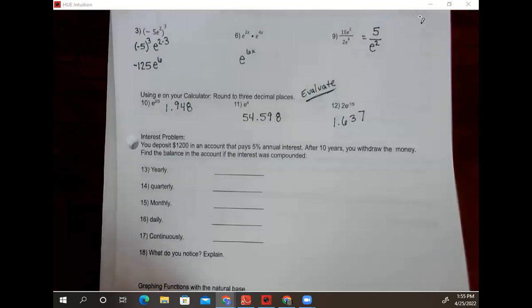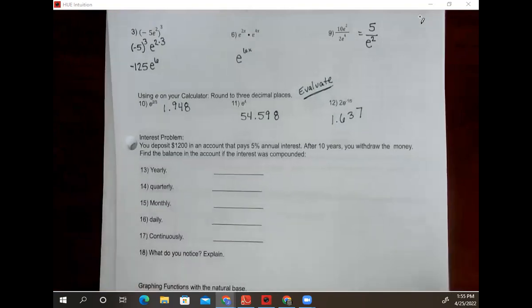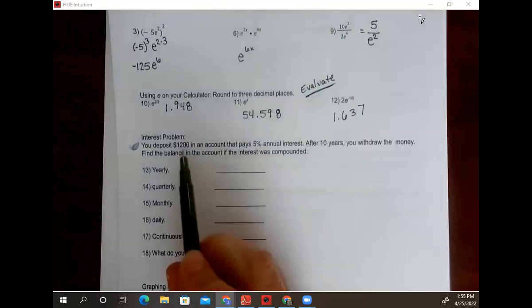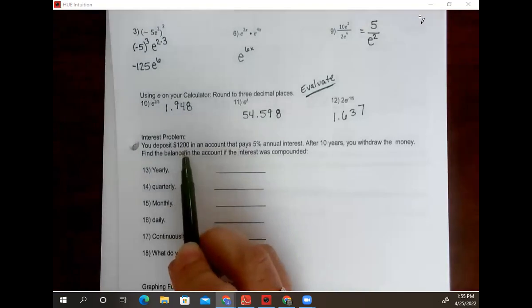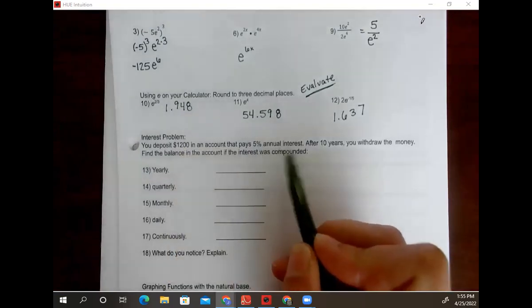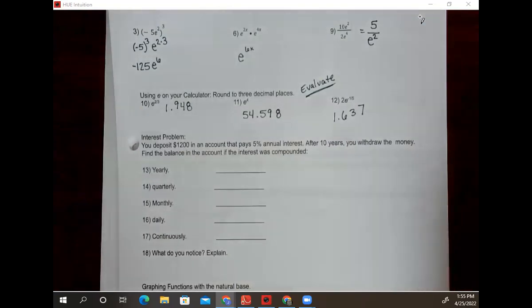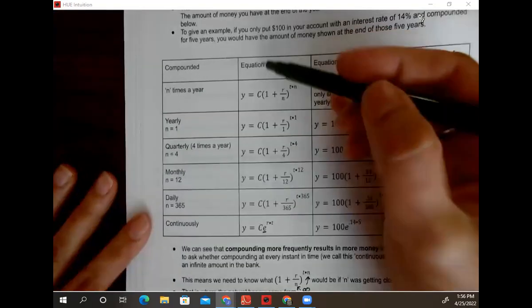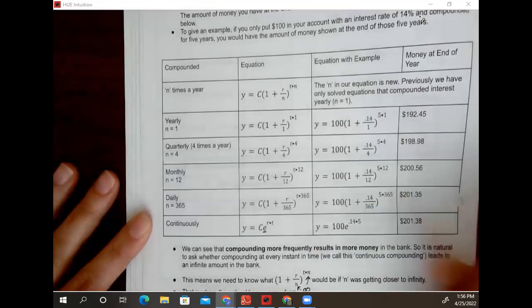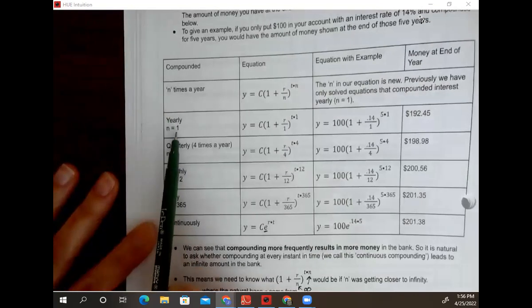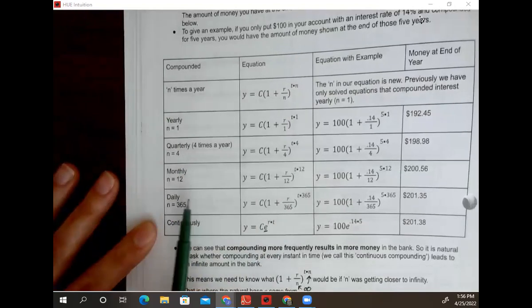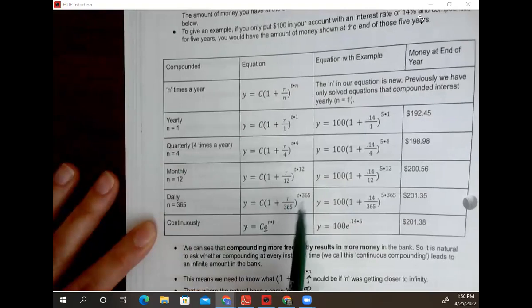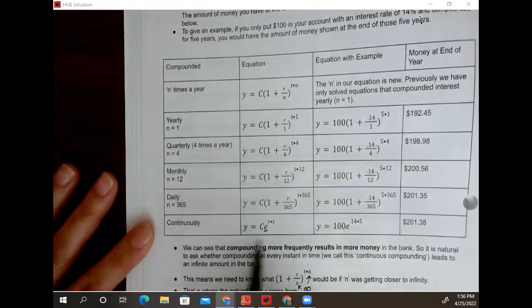The next thing I want to look at is going back to those interest problems. Okay, so we're going to deposit $1,200 in an account that pays 5% annual interest. After 10 years, you withdraw the money. Find the balance in your account if the interest was compounded all of these different times. So this is back to those functions that we have listed on the last page. This is what I'm going to pull from. And so remember, yearly means my n value is 1, quarterly it's 4, monthly n is 12, daily 365. And if I see continuously, I have to use that modified continuous interest formula.